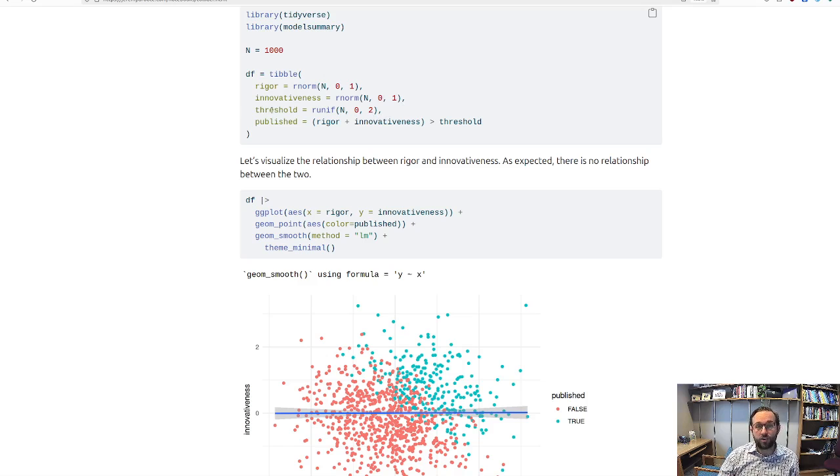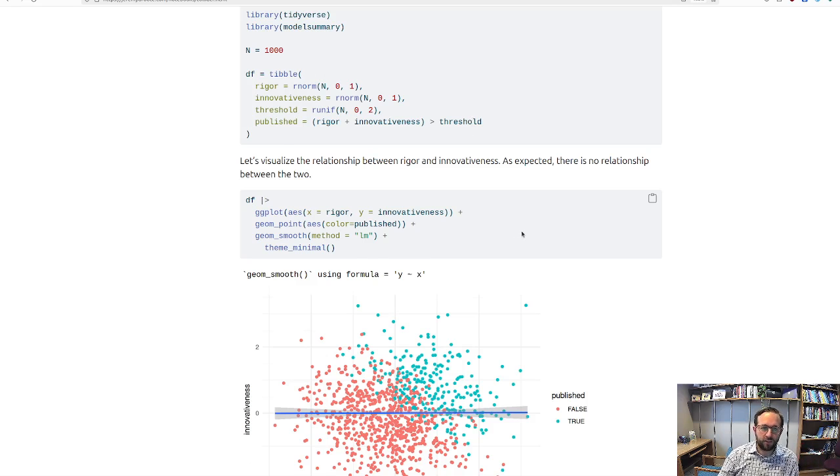And then there's a threshold. There's a lot of ways you could model this, but I just made the threshold drawn randomly from 0 to 2, so a random uniform distribution from 0 to 2. And so the idea here is that there is some noise in whether something gets published, that in general things that are better will be more likely to be published, but it's a noisy process. And so for each paper, there's a threshold that's randomly determined. And if its score, which is rigor plus innovativeness, is greater than the threshold for that paper, then it will be published.